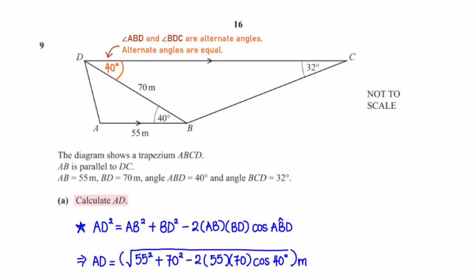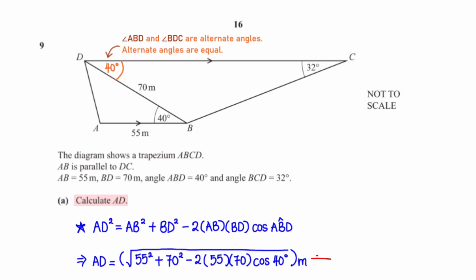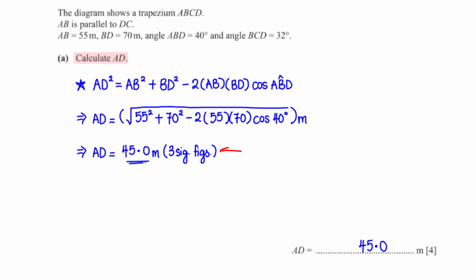Calculate AD. To find the length of AD, we apply the cosine rule to triangle ABD. This is what we get after applying the cosine rule. AB is 55 meters, BD is 70 meters, and angle ABD is 40 degrees. When we substitute these values into the equation and make AD the subject, this is what we have. When we type this into the calculator, we get 45.0 meters, rounded to 3 significant figures.